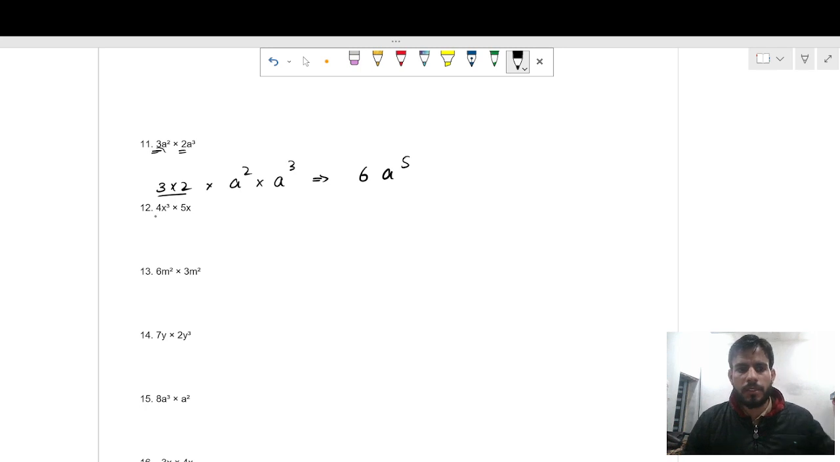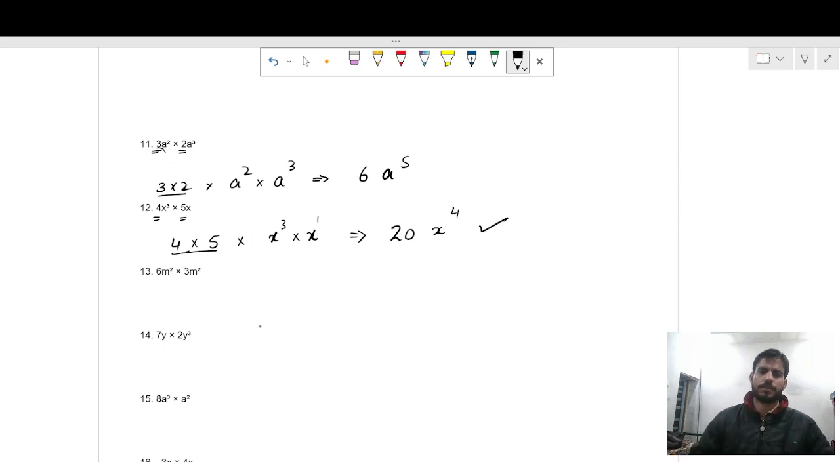Next question, question number 12, 4 times 5, so 4 times 5 times x cubed times x cubed times x, which simplifies as 4 times 5 is 20, and x cubed times x to the power of 1, which means x to the power of 3 plus 1 is 4, and that is our final answer. Okay, now we can quickly solve this one. 6 times 3 is 18, and m squared times m squared, which is equal to m to the power of 2 plus 2 is 4. Got it?